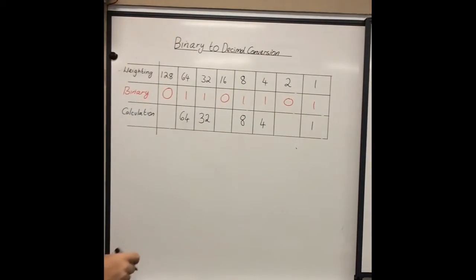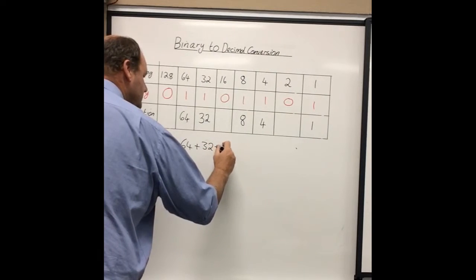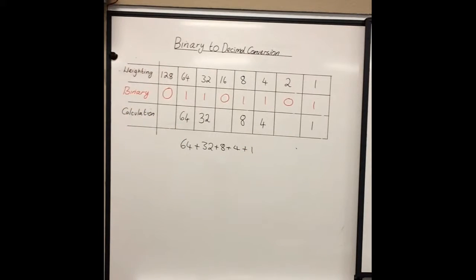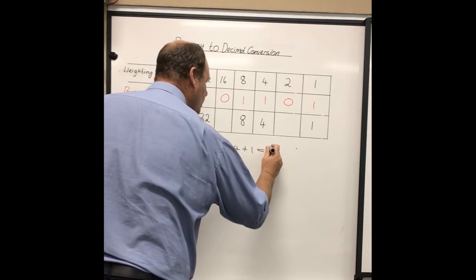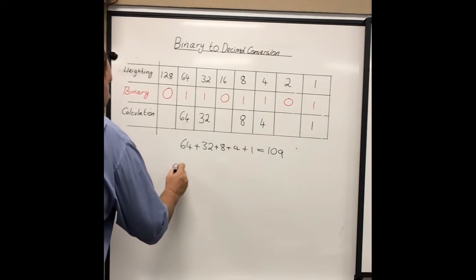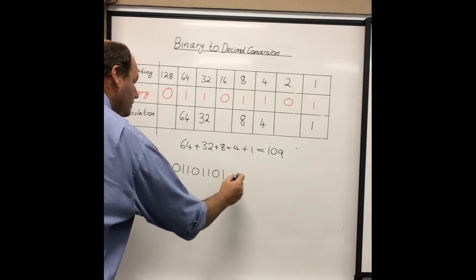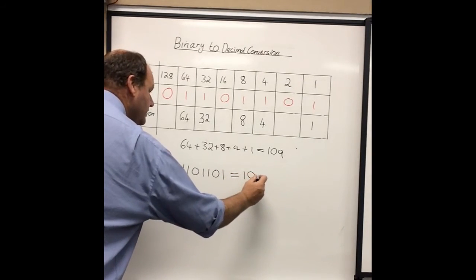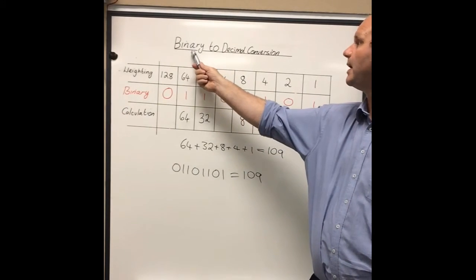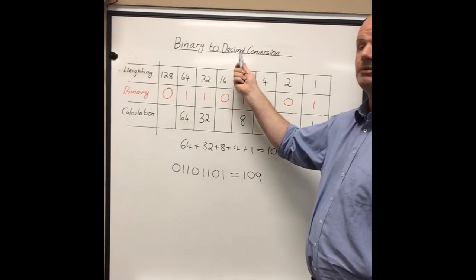So what we need to do is go 64 plus 32 plus 8 plus 4 plus 1 gives us a value of 109. So this binary code of 01101101 is 109. So what I've shown you here is how to convert binary to decimal. And in a moment, I'll show you how to convert decimal to binary.